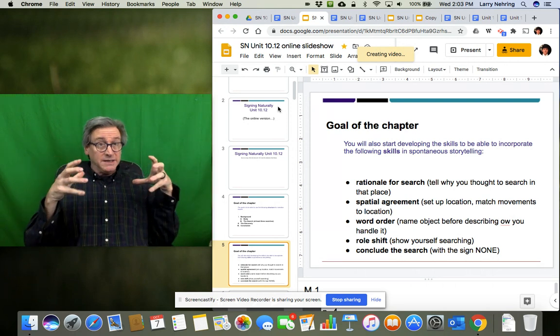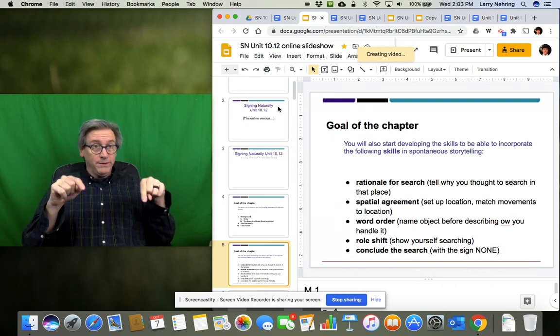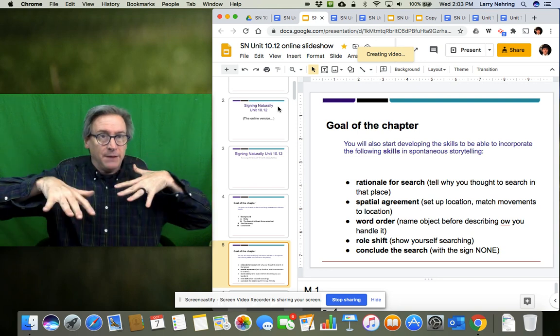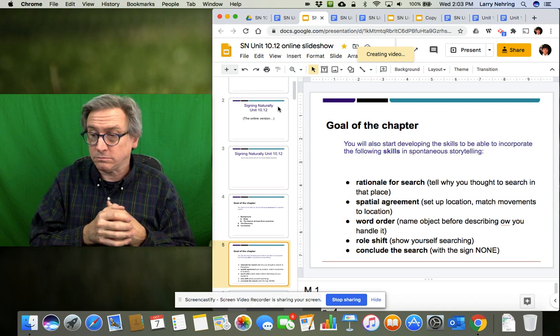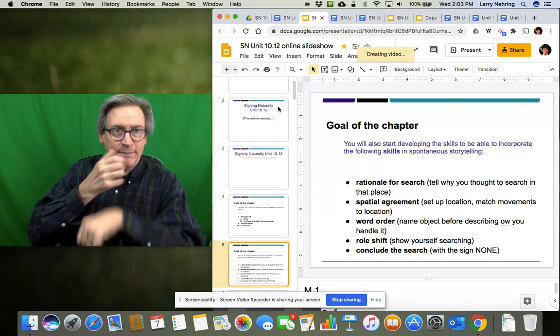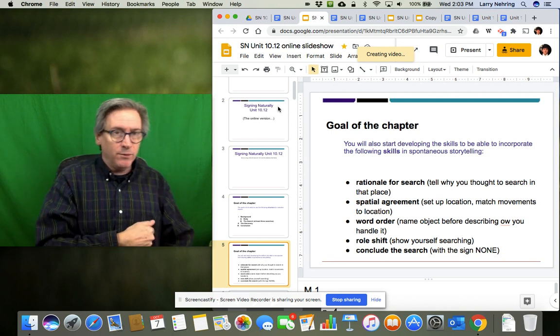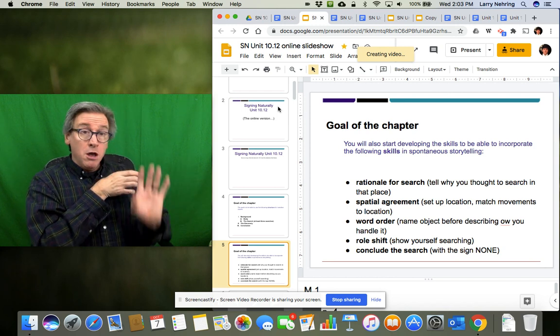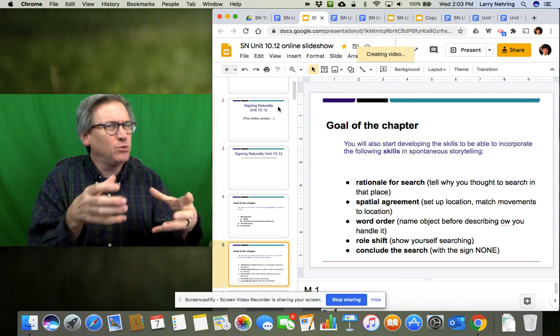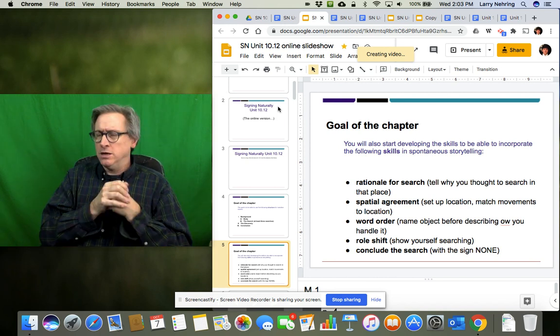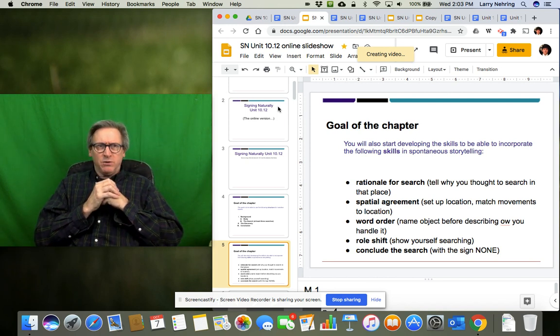Other skill to be thinking about is spatial agreement. Now that we're setting up environments, we want to make sure we're always consistent. We don't want to set my cup here, and then when I reach for it, I pick it up from here. Because in the eyes of the audience, I just grabbed a different cup. And that's a weird thing to get used to. We don't do that in spoken English.